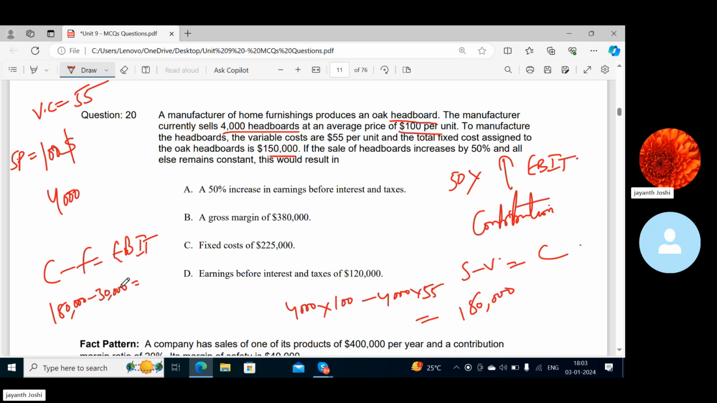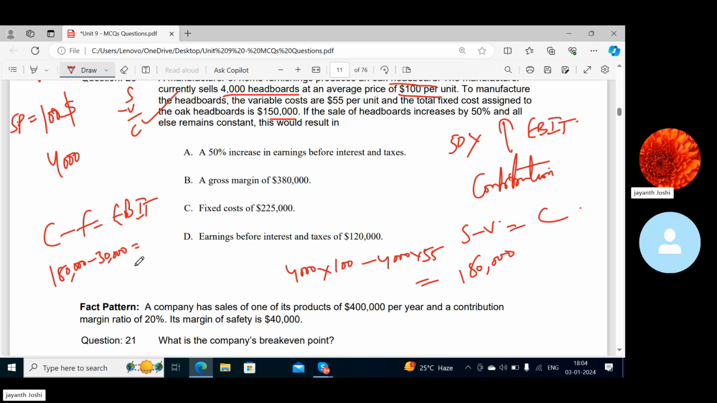Contribution is something from which fixed cost has to be removed to get the earnings. Sales minus variable cost is contribution. If there is no fixed cost, then contribution is the profit. If there is fixed cost, then we need to remove it. Are you understanding? Yes, sir, got it. Fixed cost is 150, sorry. What is your EBIT? 30,000.